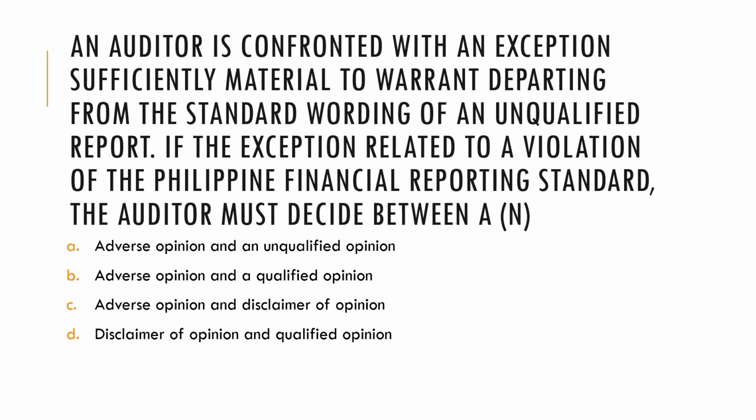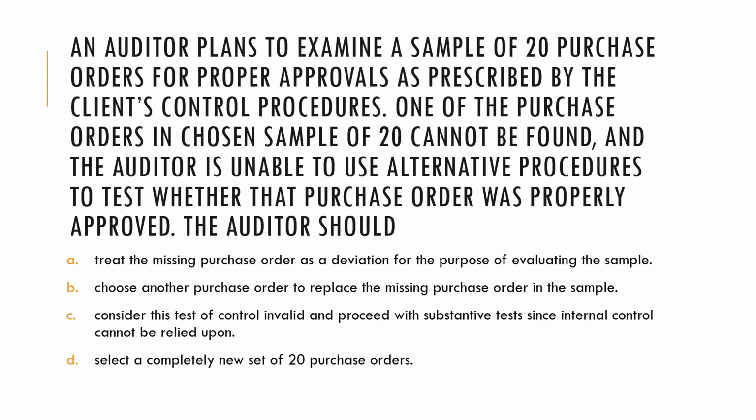And whenever the reason relates to a misstatement or a violation of the standard, then the modifications from which the auditor may choose from will be between a qualified opinion, if it is material but not pervasive, or an adverse opinion in case where it is both material and pervasive. So the answer to this one shall be letter B, between adverse opinion and a qualified opinion. So that's bravo for this number.